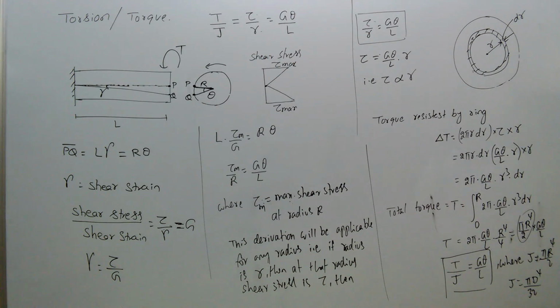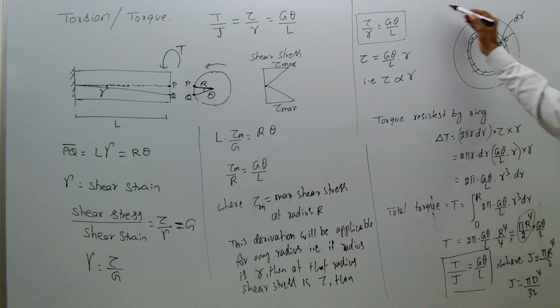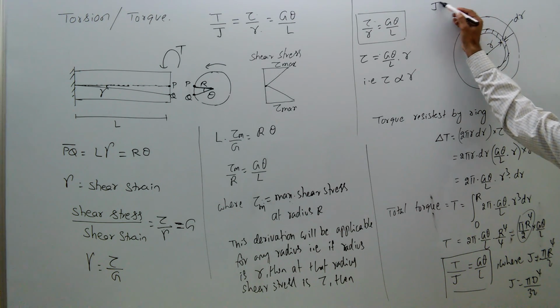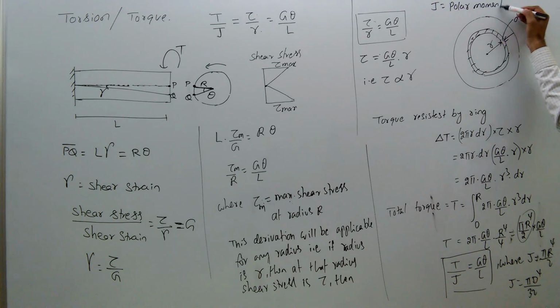This is the derivation. You should remember two things here. J is called the polar moment of inertia, and J equals pi d power 4 by 32 for a solid shaft.